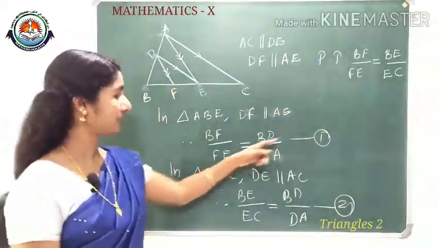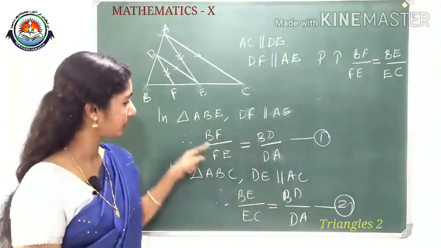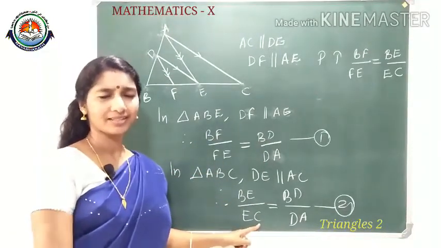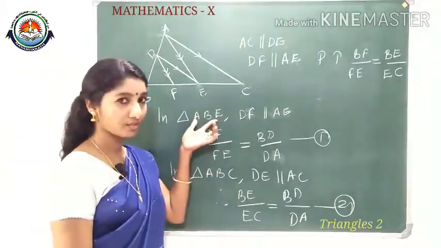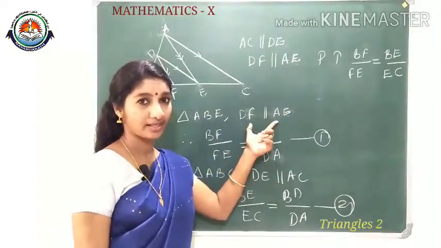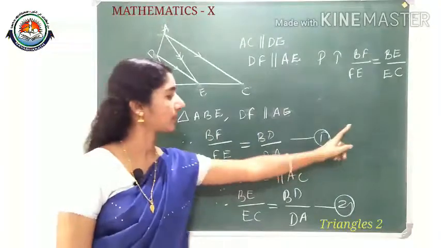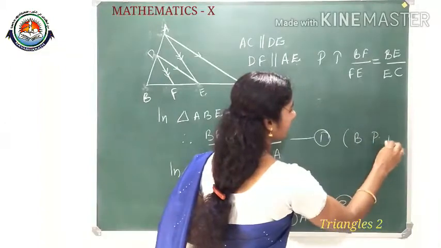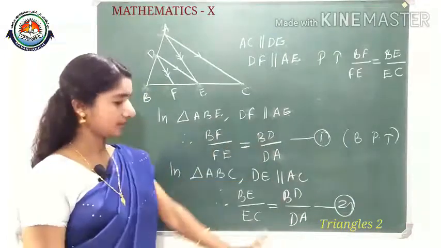See the equations, equation number 1 and 2, how are they? Their right sides are equal. So from 1 and 2 what can you do? BF by FE is equal to BE by EC. Clear? Direct application of the theorem. From the figure we are applying the theorem. You have to say in which triangle you are applying the theorem. So in this triangle, DF parallel to AE is given, so by the basic proportionality theorem, therefore, in brackets you can write by BPT, basic proportionality theorem.